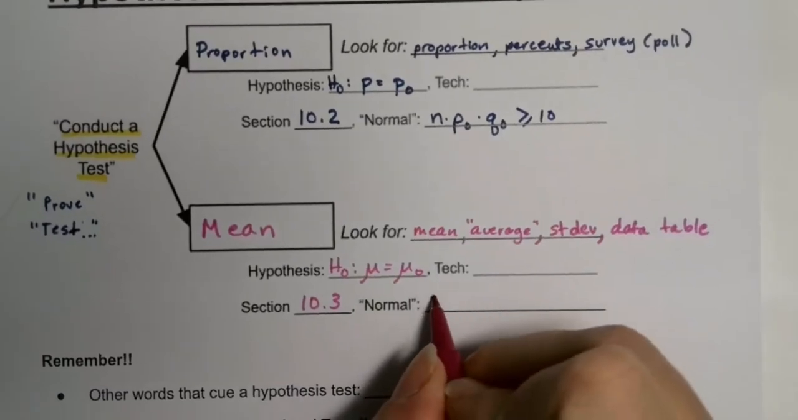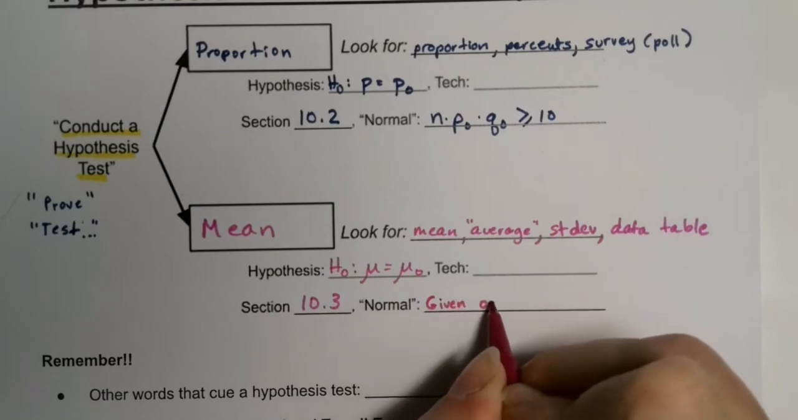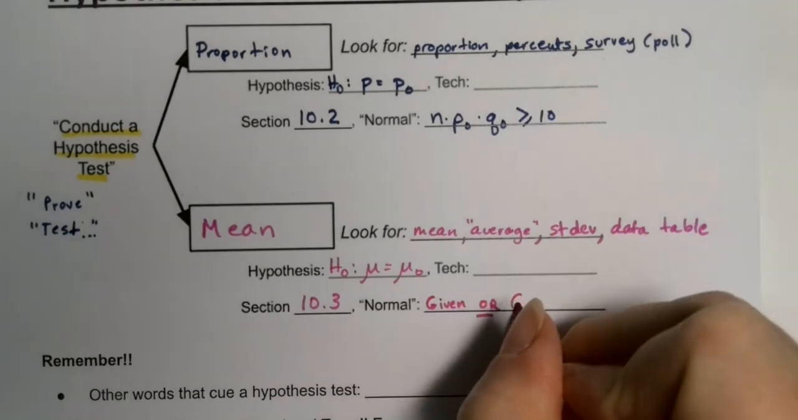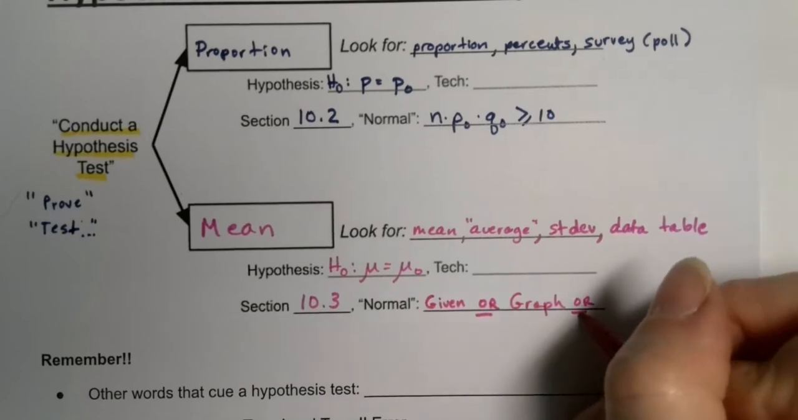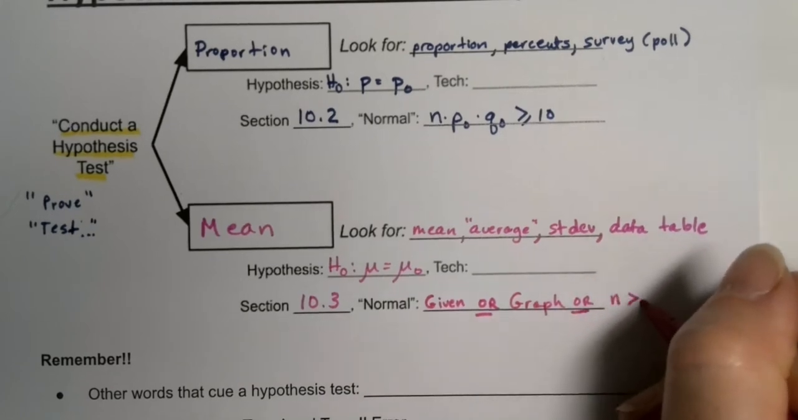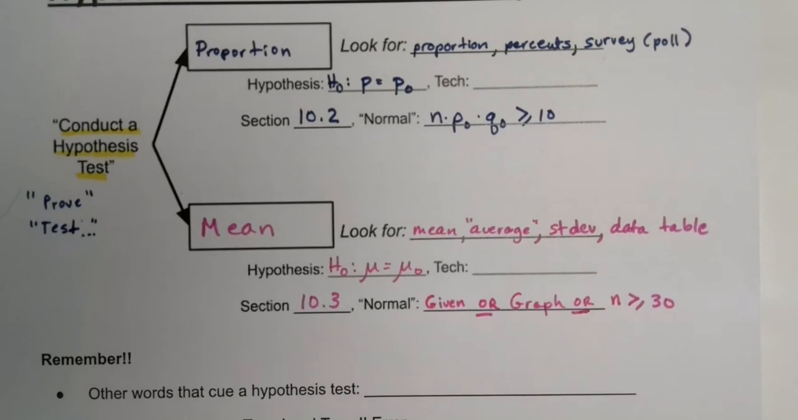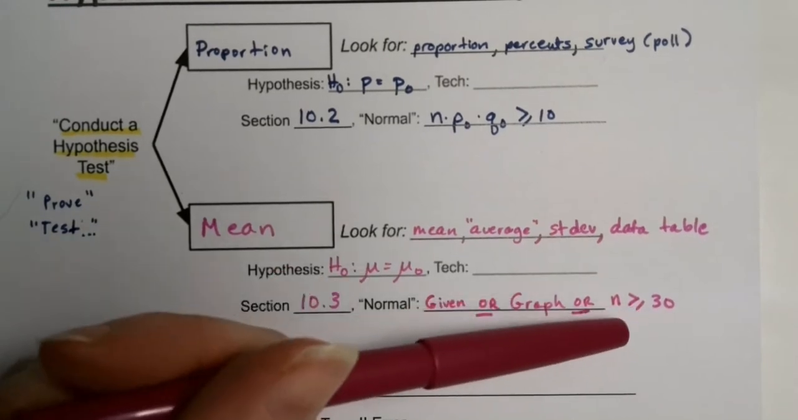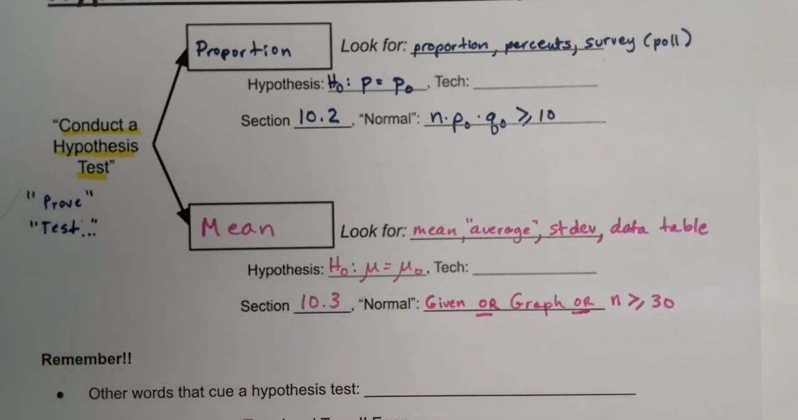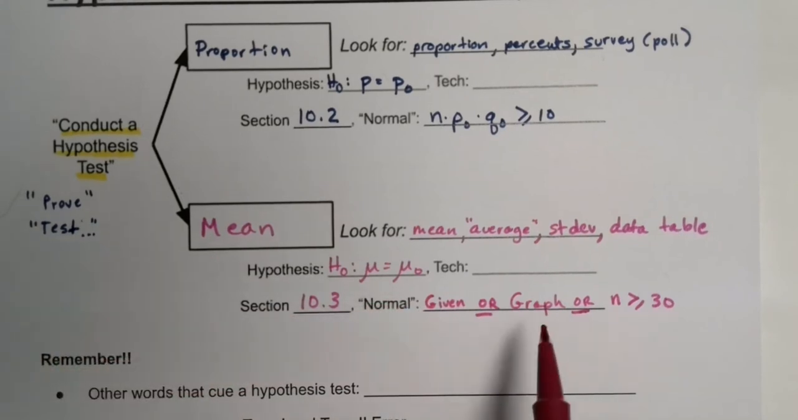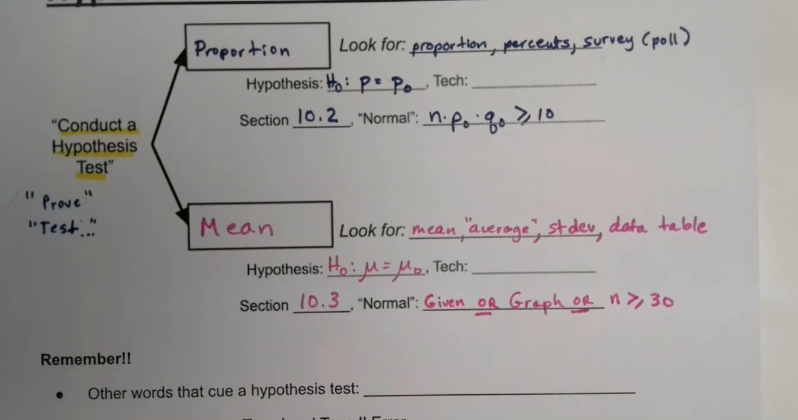So it could be given, or it could be a graph, or n greater than or equal to 30. I'm not going to do all of these; it's going to be one or the other. We do the graph thing and the n greater than 30 thing pretty much equally. We might occasionally get a given one, but for the most part, it's going to be a graph or n bigger than or equal to 30.